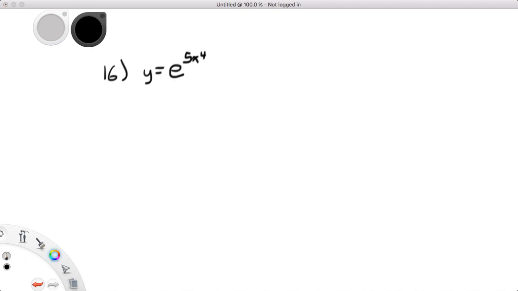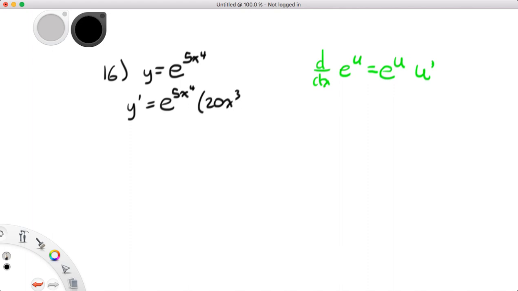All right? So if we're looking at our derivative chart, it says that d over dx of e to the power of u is, and this is kind of awesome, e to the power of u times u prime. Okay? So it's the same thing. The derivative of e to the power of x is e to the power of x. Kind of cool. But of course we have to use the chain rule as well.